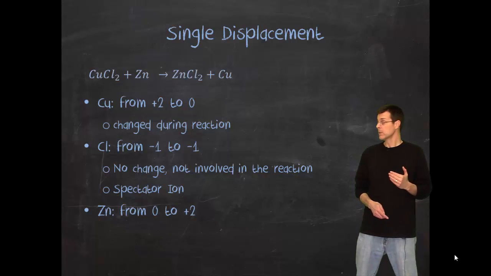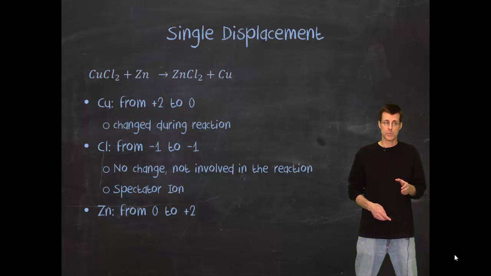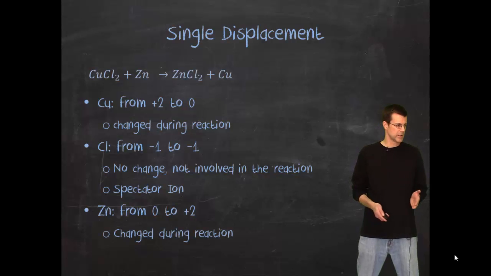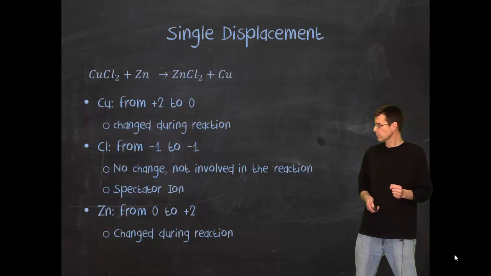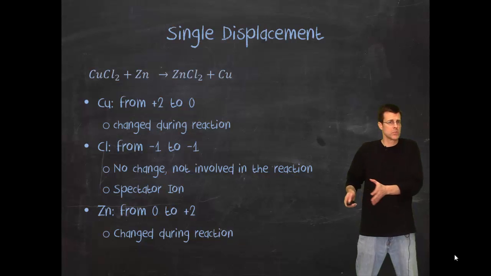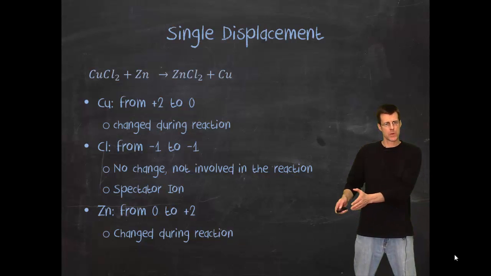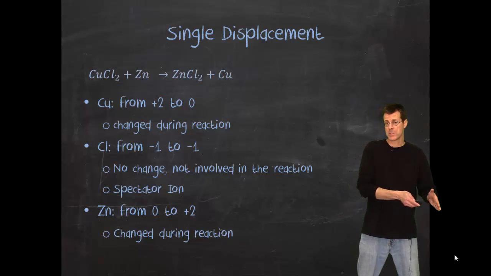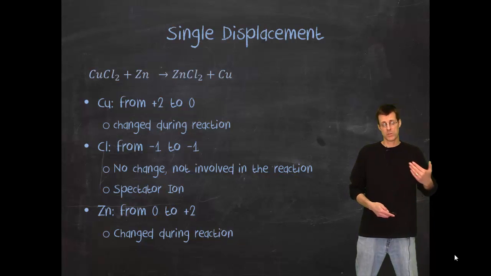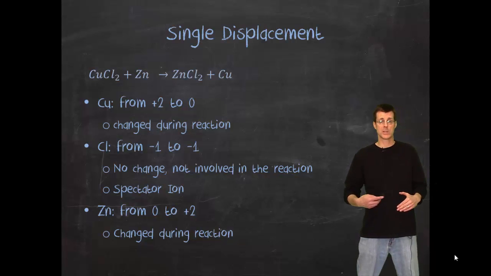Zinc, finally, starts out as a neutral atom and finishes as a 2+ ion. So it has undergone a change. And again, as I mentioned, chlorine just shifts places from the copper ions over to the zinc ions as the copper ions decrease and the zinc ions form.